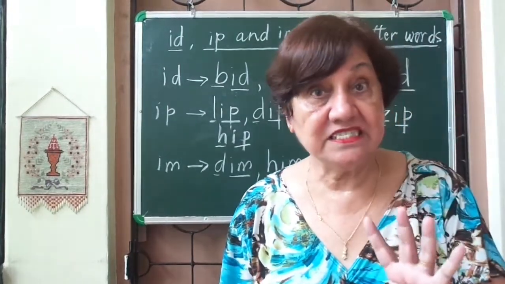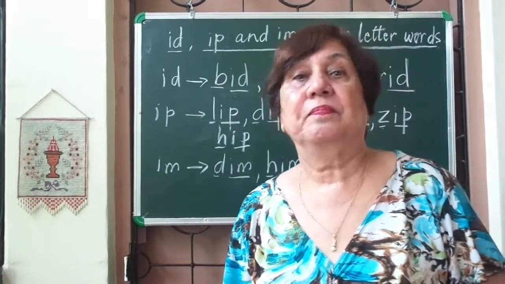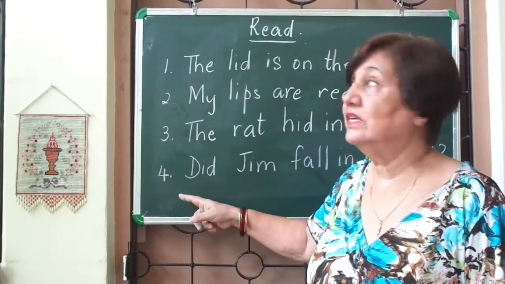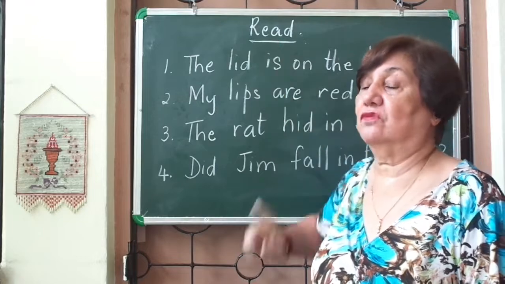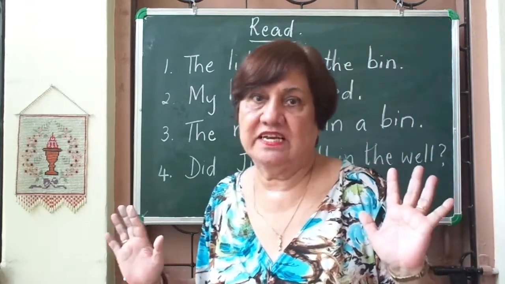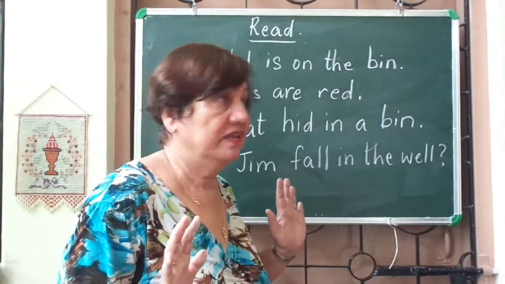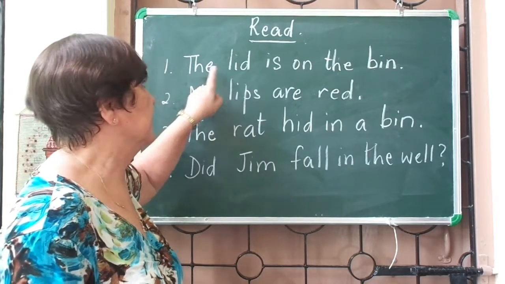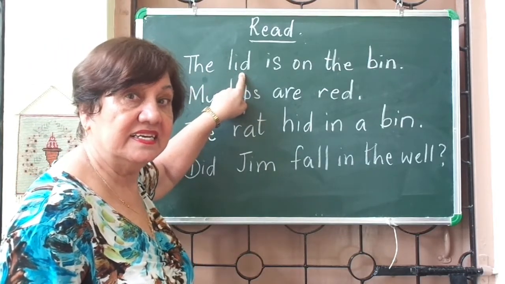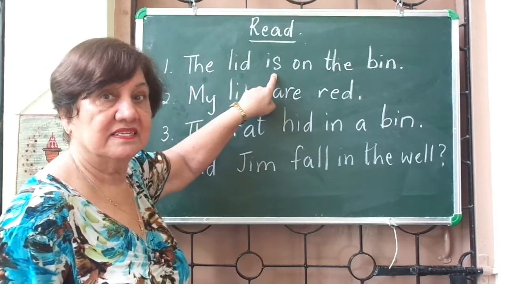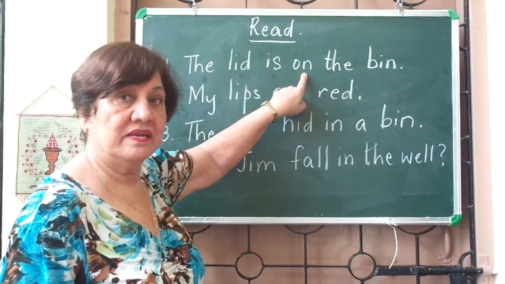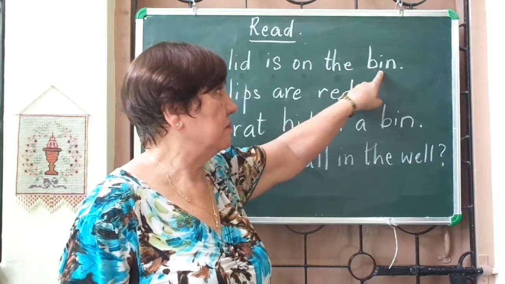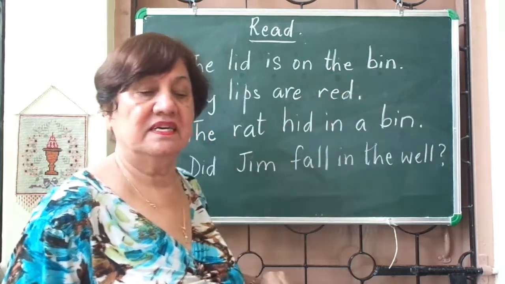Now we'll also learn how to read. I'm going to write 4 sentences for you and we are going to read. So children, I have written 4 sentences on the blackboard and now we are going to read these 4 sentences. We've learned all the words that are written over here and it's not going to be difficult. Okay? So let's read. You've already learned this. T-H-E, the. L-I-D, lid. I-S, is. O-N, on. T-H-E, the. B-I-N, bin. You know what is a lid?